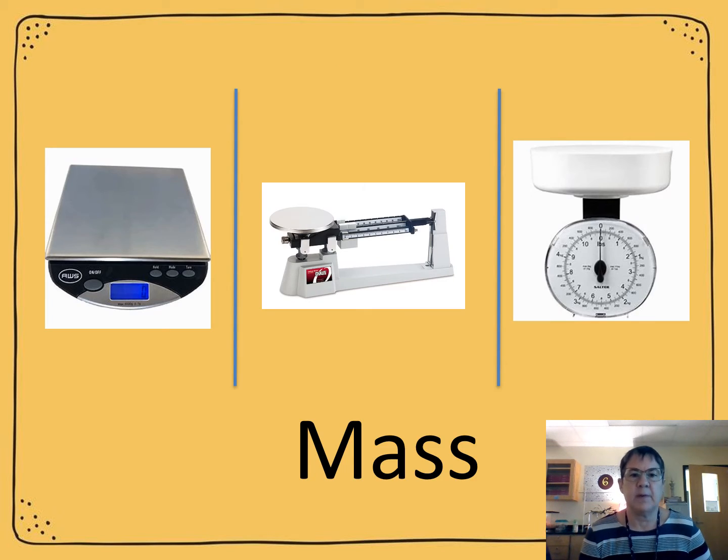Here are several of the examples of the tools that we use to measure mass in grams. The first example is a digital scale. The second is a nice example of a balance. We talked about a triple balance. And the third is just a different kind of scale. It is not digital.